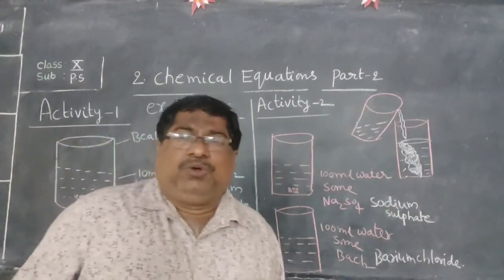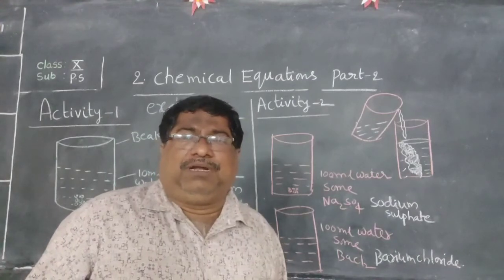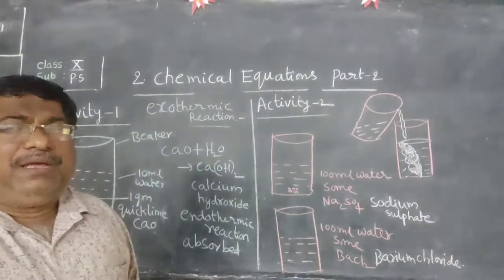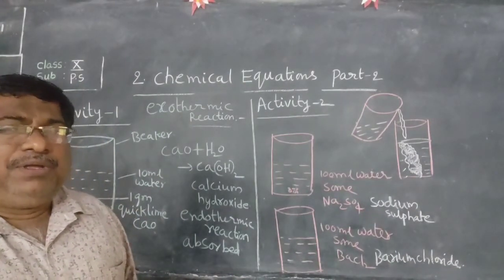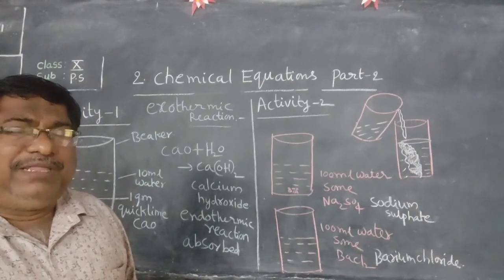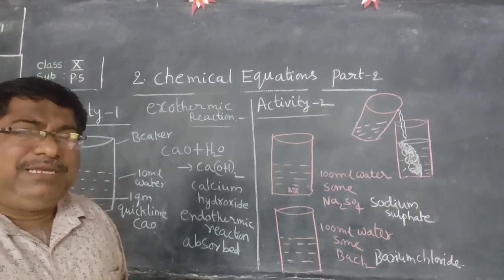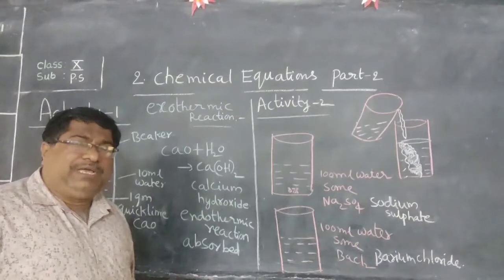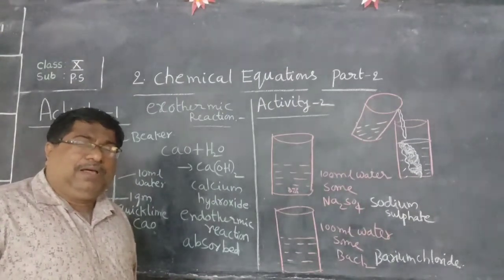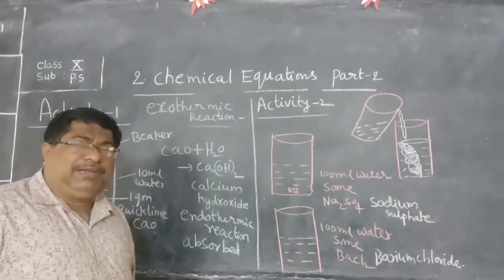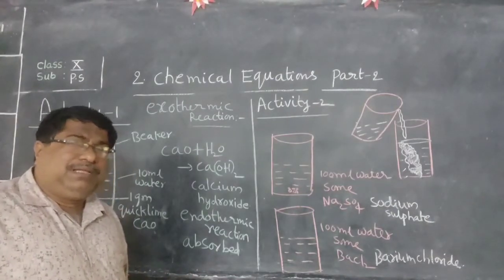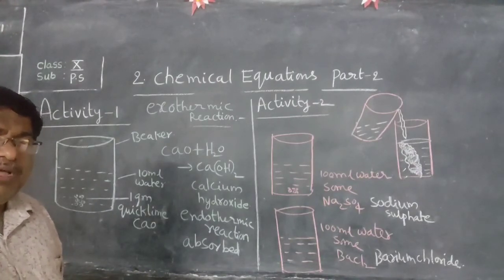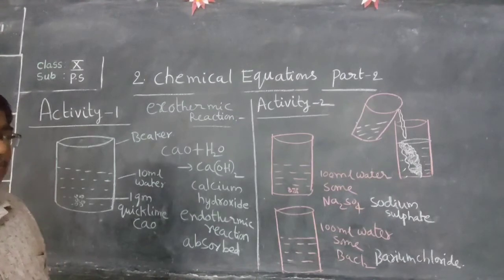Now we have two types of litmus papers. What are they? One is the blue litmus paper and the other is the red litmus paper. Now you know the definitions for acid and base. Acids are substances which are sour to taste and convert blue litmus into red. Bases are substances which are soapy to touch and convert red litmus to blue.